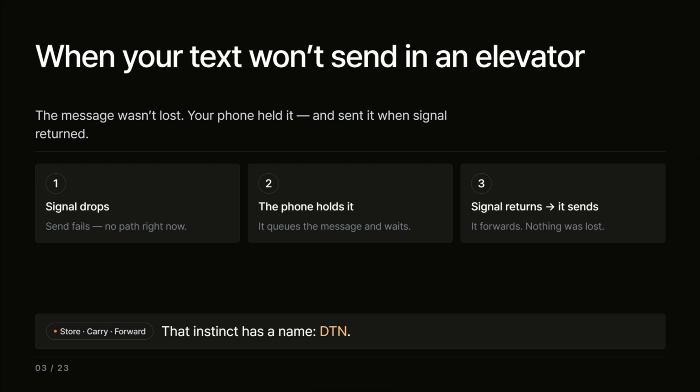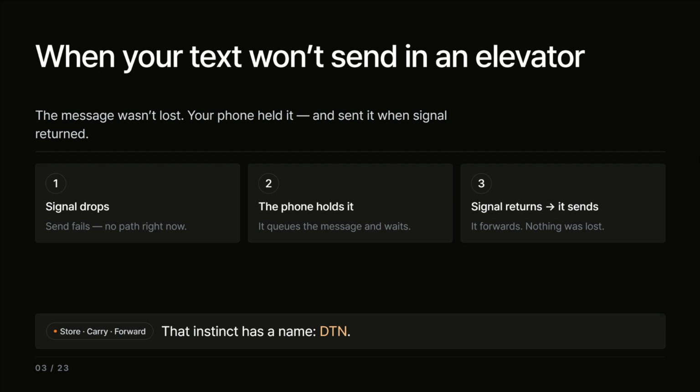So why does the text message sometimes fail in an elevator? The answer is that the message usually isn't lost. The moment the signal disappears, your phone simply keeps the message locally and waits. As soon as the connection comes back, the message is transmitted. You've probably seen similar behavior when leaving a tunnel or recovering from a temporary signal outage. The message wasn't destroyed or lost. It was simply waiting for the opportunity to move forward.